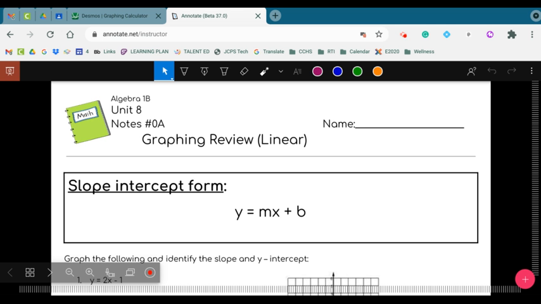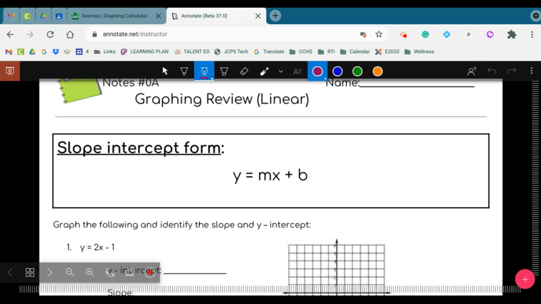Okay, today we're going to start Unit 8. This week we're just going to do some intro to graphing, and then we will get more in depth with the actual material for Unit 8 next week. But graphing is going to be super important for understanding the first half of this unit. So we're going to go over linear graphing today and then quadratic graphing tomorrow.